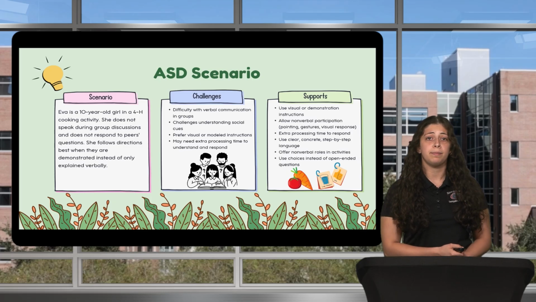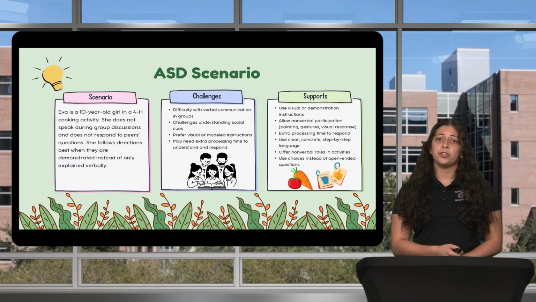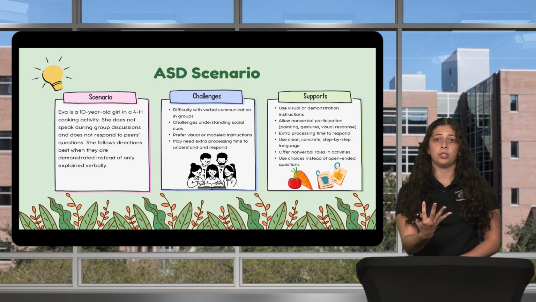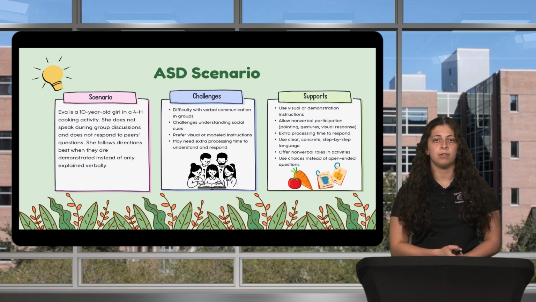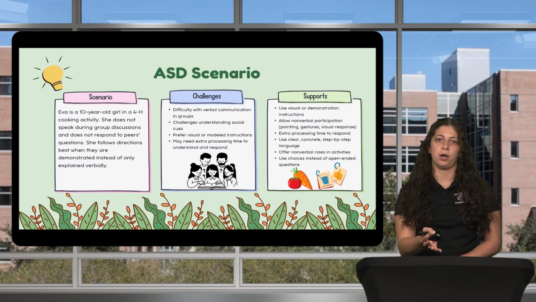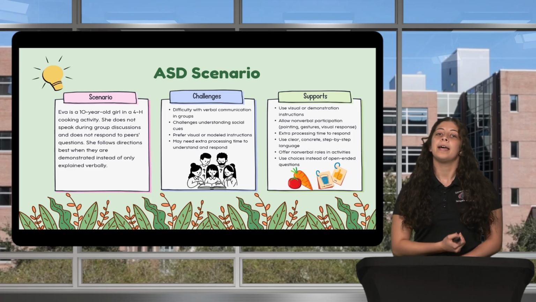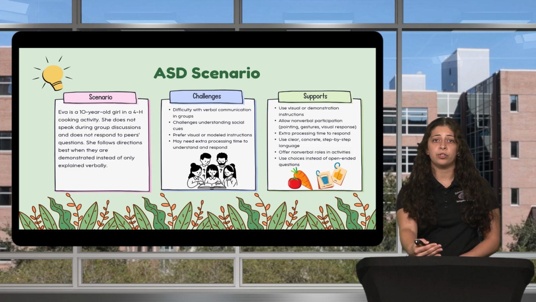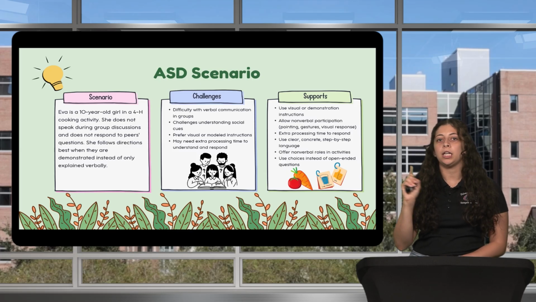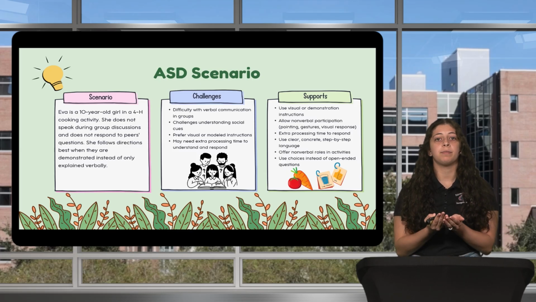Some challenges Ava may be experiencing include difficulty with verbal communication in groups, challenges with social interaction, or needing extra processing time to understand and respond. She may also learn best through visual or modeled instructions. Helpful supports could include using a visual demonstration or checklist, providing step-by-step directions, allowing extra processing time, and offering nonverbal ways to participate, such as pointing, choosing ingredients, or holding materials.